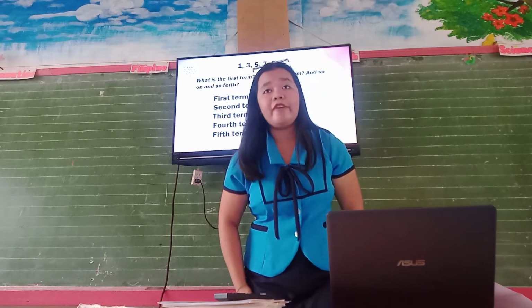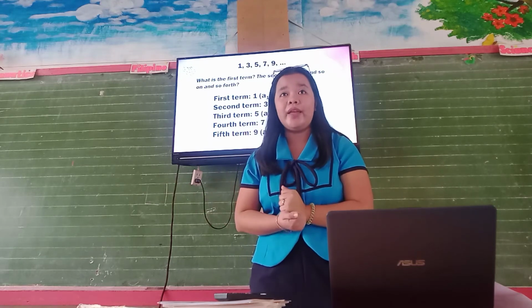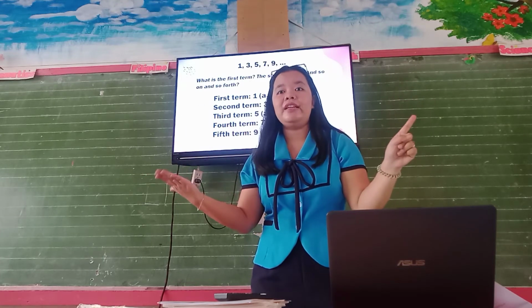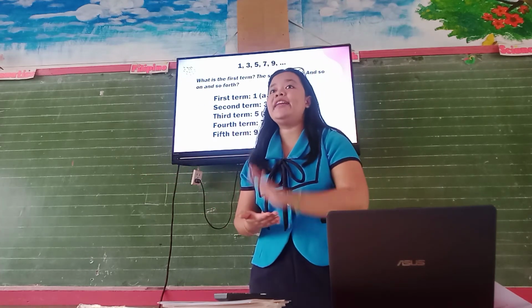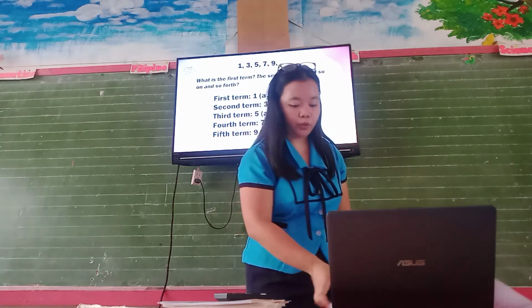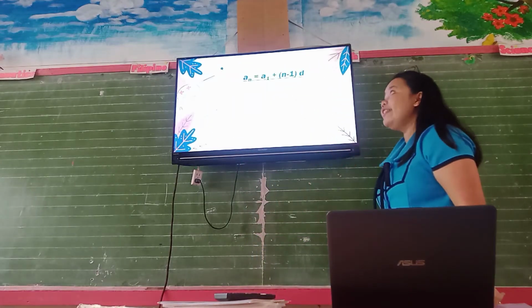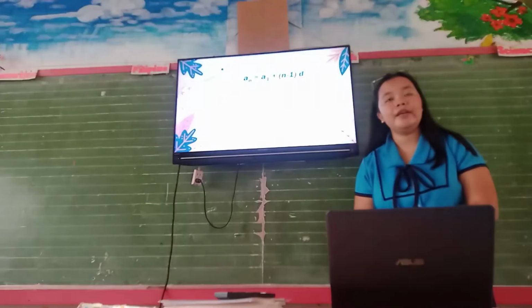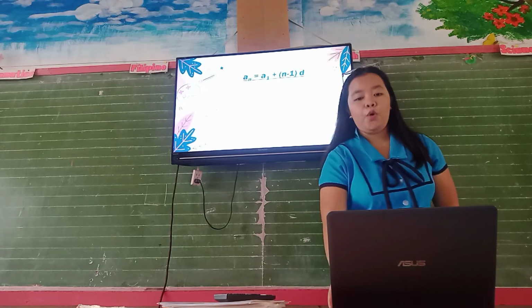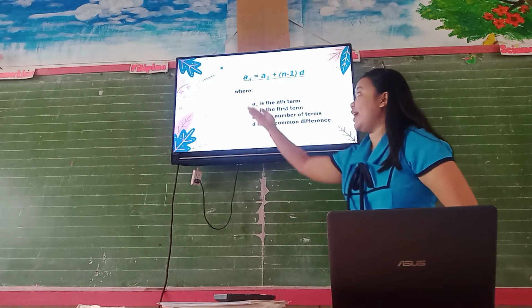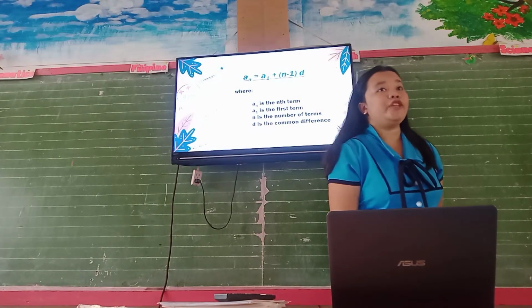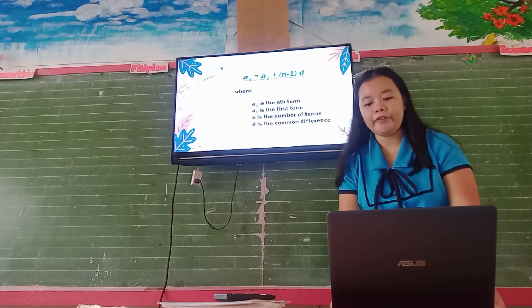But what is the formula in finding the nth term of an arithmetic sequence? If the first term and the common difference are given, it is easy to find any term in any arithmetic sequence by using this rule. A sub n is equal to A sub 1 plus the quantity of n minus 1 multiplied by d, where A sub n is the nth term, A sub 1 is the first term, n is the number of terms, and d is the common difference.